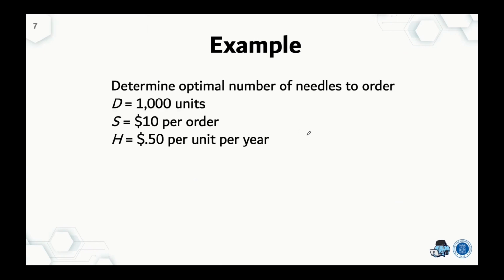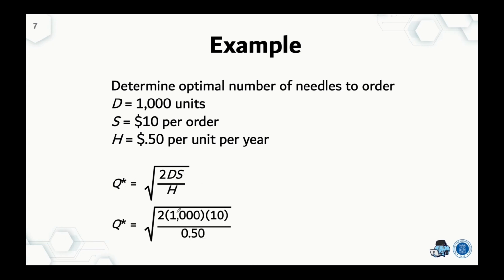Take a look at this simple example. We have D of 1000 units, $10 per order, and the holding cost is 0.5 per unit per year. How much is Q optimum? It is equal to 2 multiplied by 1000 multiplied by 10, divided by 0.5, and then we take the square root and we have 200 units. So in order to minimize the cost, each time we order, we have to order 200 units.